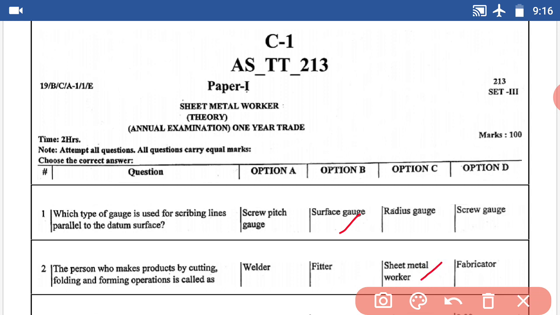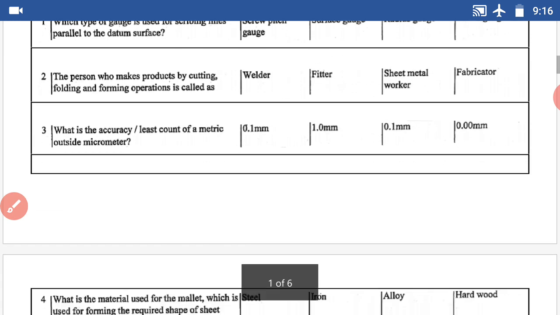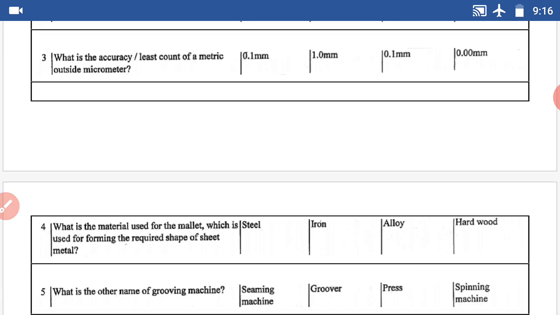Question number 3. What is the accuracy least count of a metric outside micrometer? All the given answers are wrong. The correct answer is 0.01 mm.